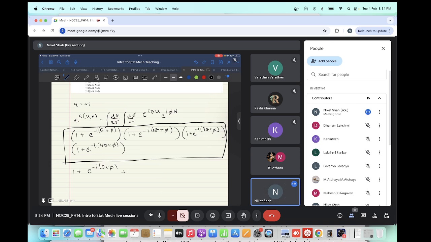Actually, no, let me evaluate it like this. 1 plus e raised to power minus i(2 theta plus phi), plus e raised to power minus i(theta plus phi), plus e raised to power minus i(3 theta plus 2 phi).